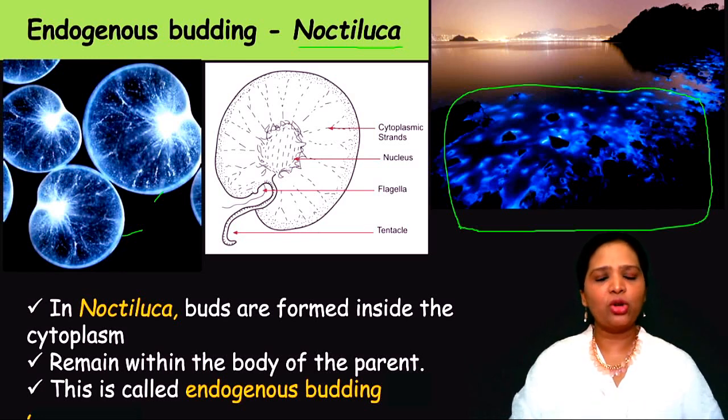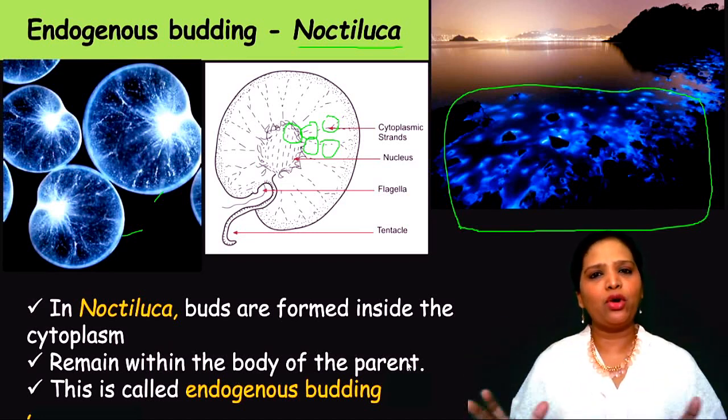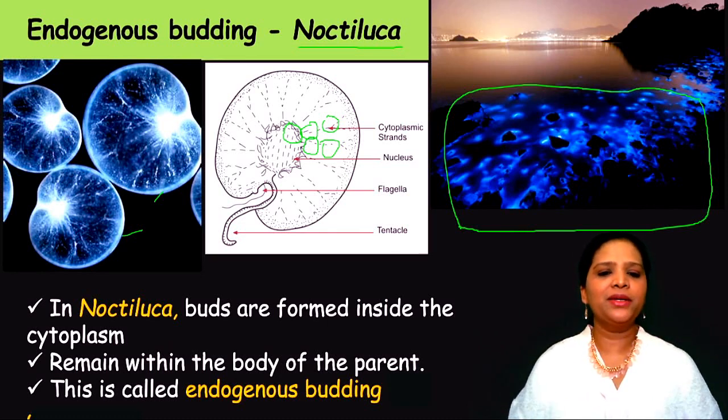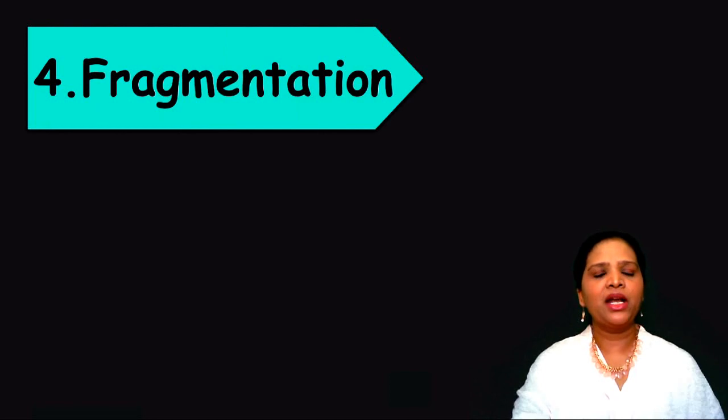This Noctiluca dinoflagellate also reproduces by means of budding, but the buds are present inside the parent cell. Noctiluca buds are formed inside the cytoplasm. So in the cytoplasm, there will be more buds in the organism. They remain within the body of the parent cell and get released whenever the environment is favorable for them. So this is called endogenous budding in this organism. Understand? Budding.